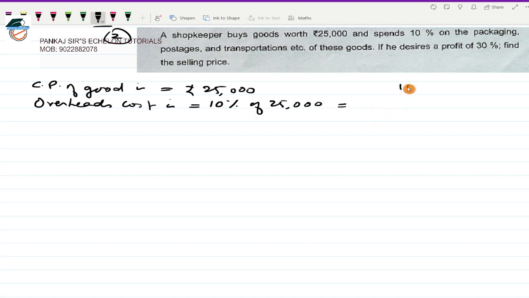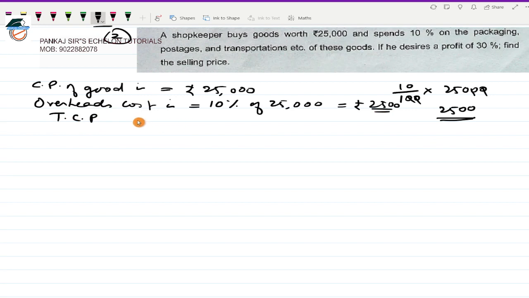Now 10% of 25,000, if you want to calculate, I'll show you the entire method. The 10 percentage means 10 upon 100. Of means into 25,000. So cut this 0, cut this 0, cut this 0, cut this 0. You end up with 250 into 10, that is equal to 2500. This is 10% of 25,000. So 10% of 25,000 is now rupees 2500. Got it?